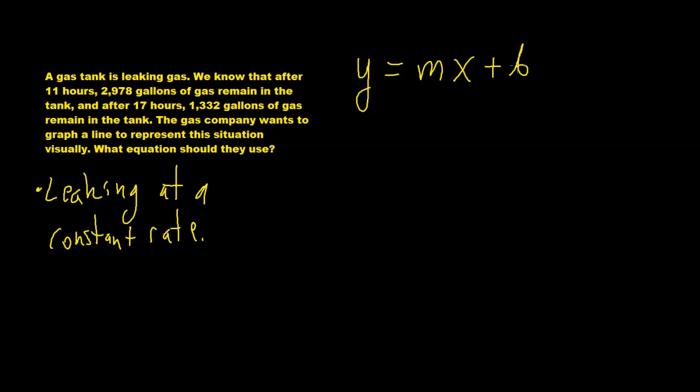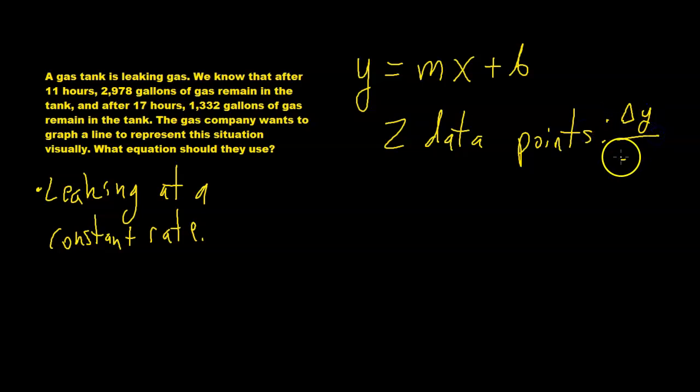So we have to figure that out by finding two data points, because once we find two data points, we can calculate change in y over change in x, or rise over run. Then we can find the value of m, and then use that information to find the value of b and get our line, right? But first, we have to find our two data points. Okay, what's our first data point?